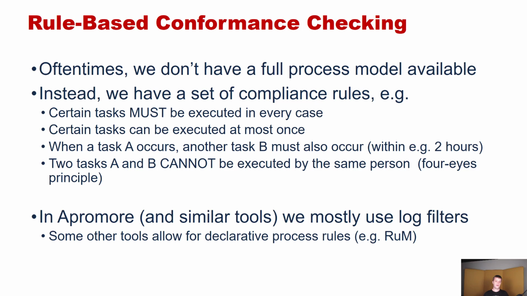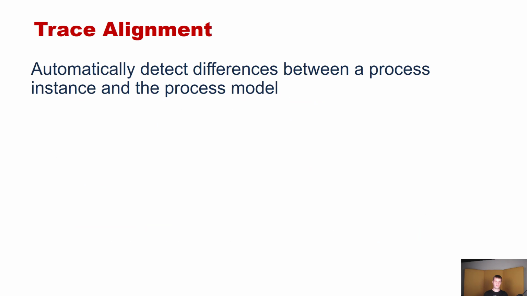Now in Apromore and similar tools, we will mostly use log filters in order to set those business rules and use them as filters to figure out which are the cases that do not comply with those rules, and then we are going to look deeper into the process map itself. However, there are some other tools that allow for declarative process rules, for example RUM, and those will be covered in a future lecture. Additionally, in conformance checking, there is also the option of doing trace alignment.